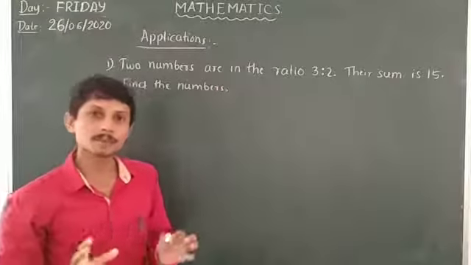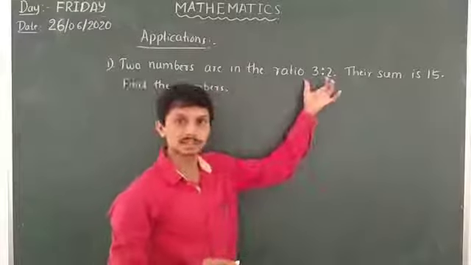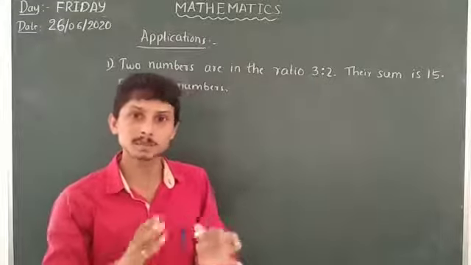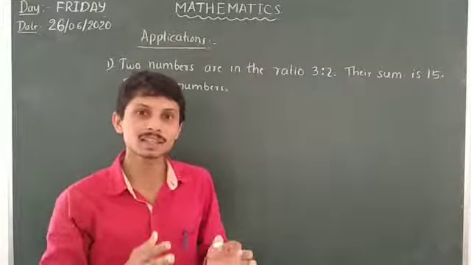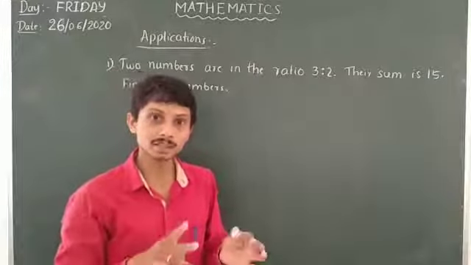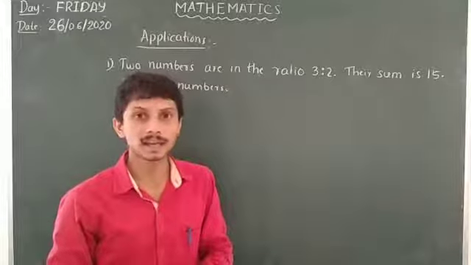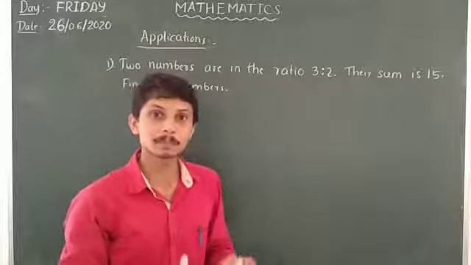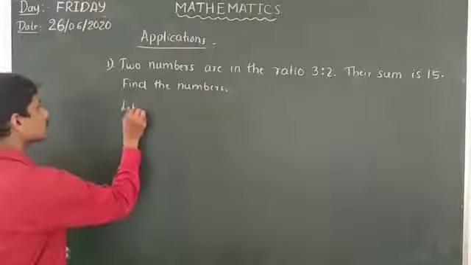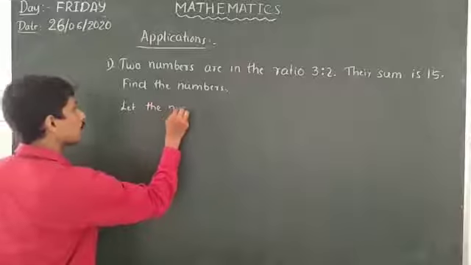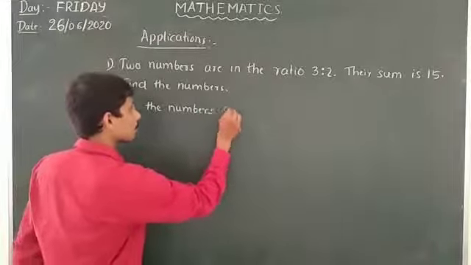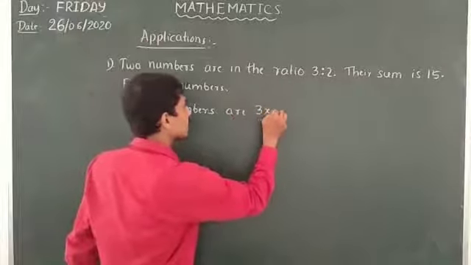In this type of problems, there is a ratio 3:2. That means those numbers are multiplied by some constant. Both have that term in common. So that common term can be taken as x. That means let the numbers be 3x and 2x.